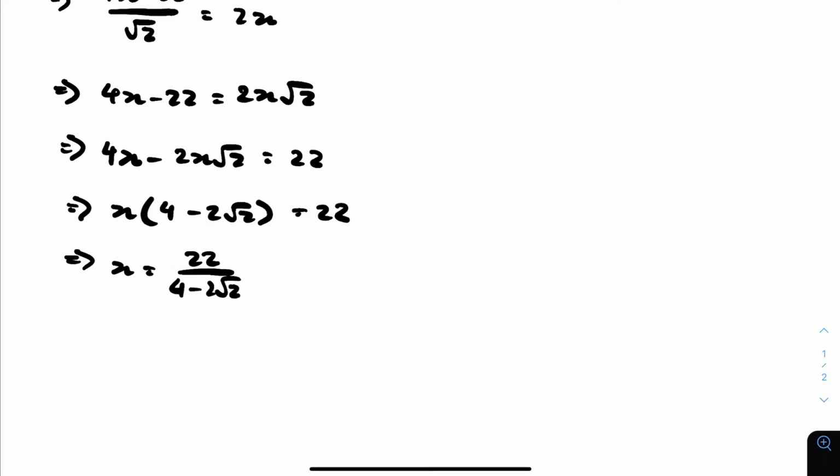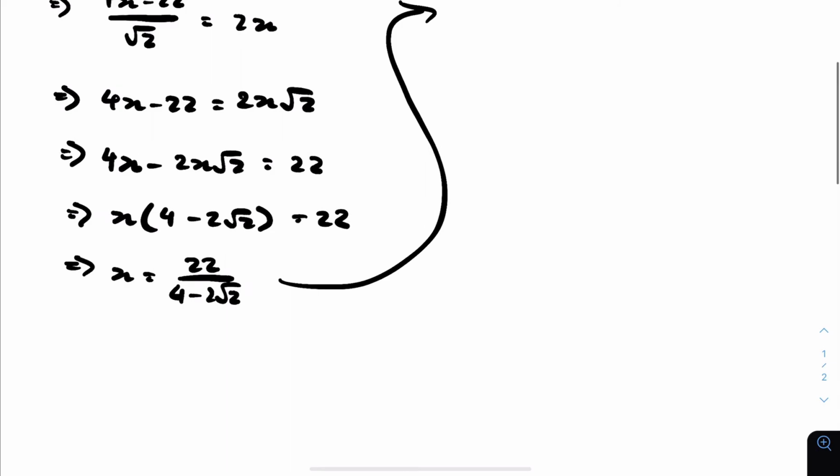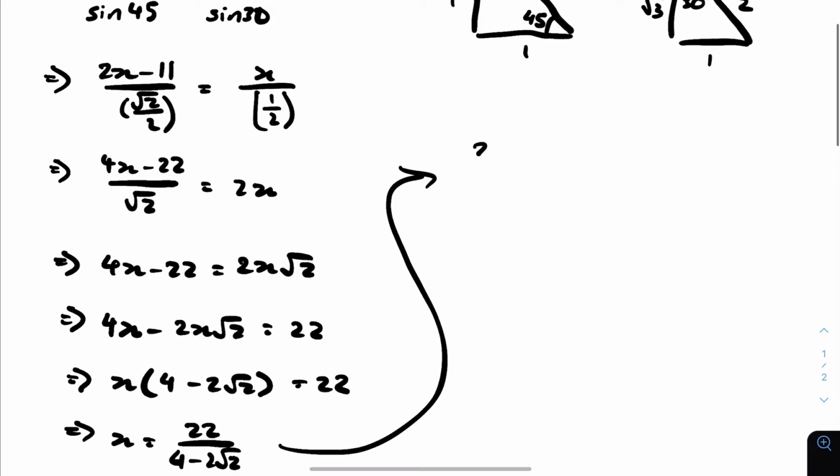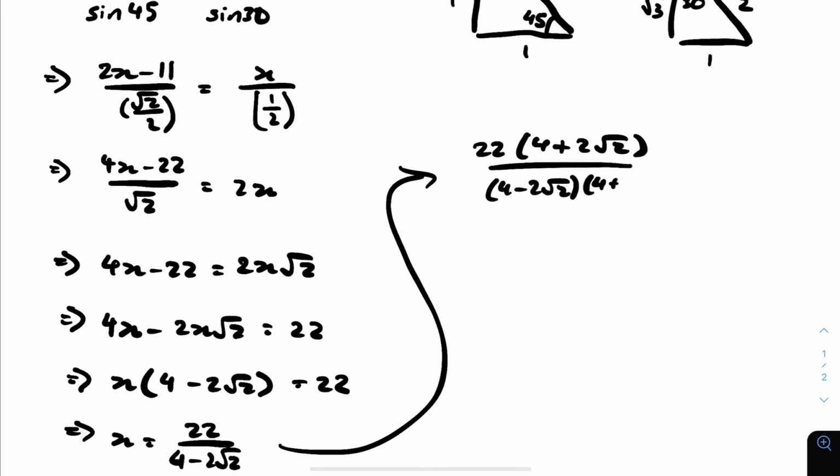Now what we need to do is rationalize the denominator because the form we've been given is slightly different. So we can just multiply it by the conjugate, which is 4 plus 2 root 2. So that gives us, let me just move it over here, 22 times 4 plus 2 root 2 over 4 minus 2 root 2 times 4 plus 2 root 2. Since we're just multiplying it by 4 plus 2 root 2 over 4 plus 2 root 2, we're not really changing it because it just equals out to 1.